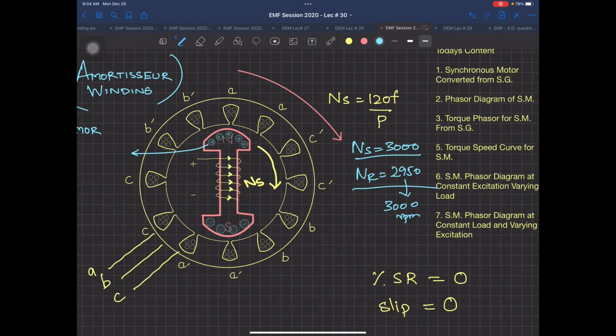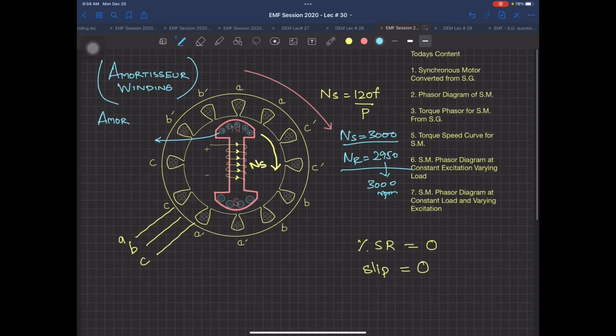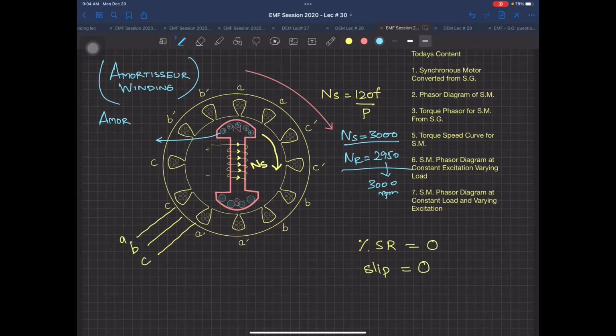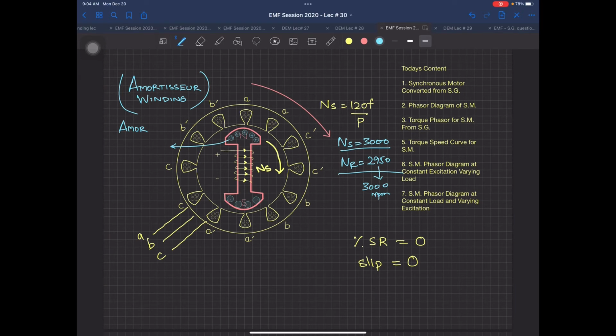So this is the one big problem. This type of winding, as you can see on the pole face, is called the amortisseur winding. It is very, very expensive and makes the synchronous motor more expensive. So this is the reason you won't find a lot of synchronous motors in our industry. It's available in the paper industry and in packaging, for the very good reason that it has a percentage speed regulation, or slip, equal to 0.